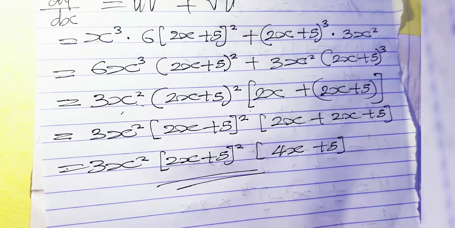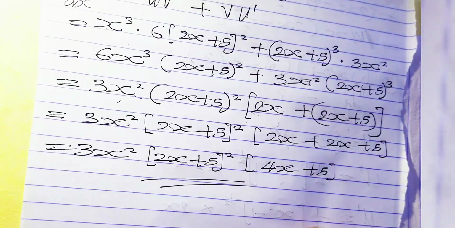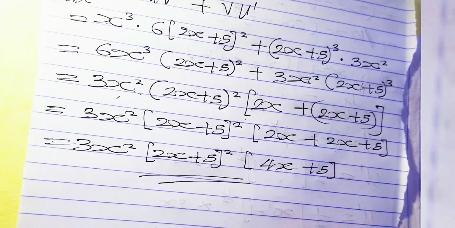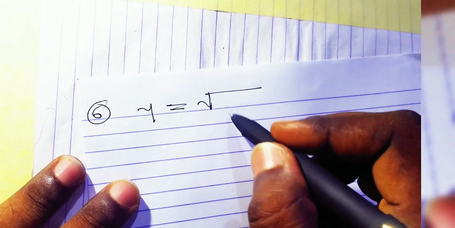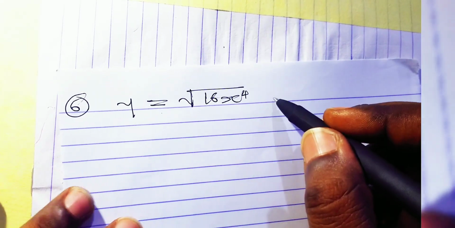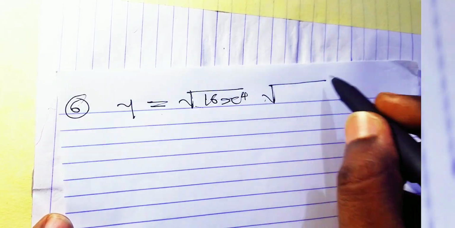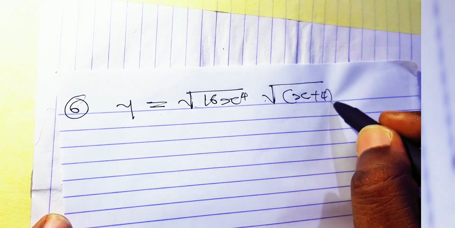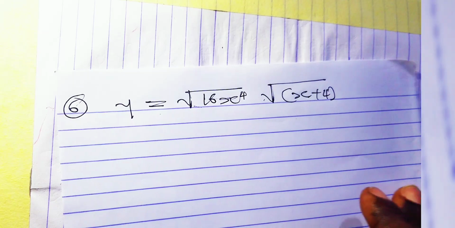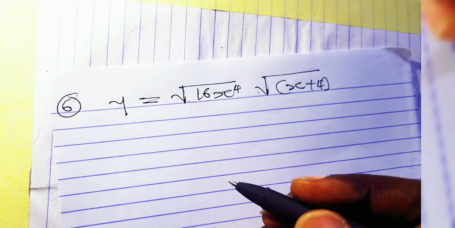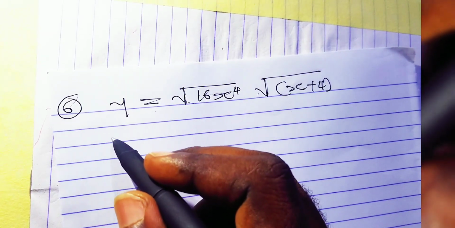So I'd like us to look at another example so that we can fully understand the concept of the product and chain rule of differentiation. Here is another one, my number 6. If y is equal to the square root of 16x raised to the power of 4, root x plus 4, the question is to find dy/dx of that. So we need to do it this way.